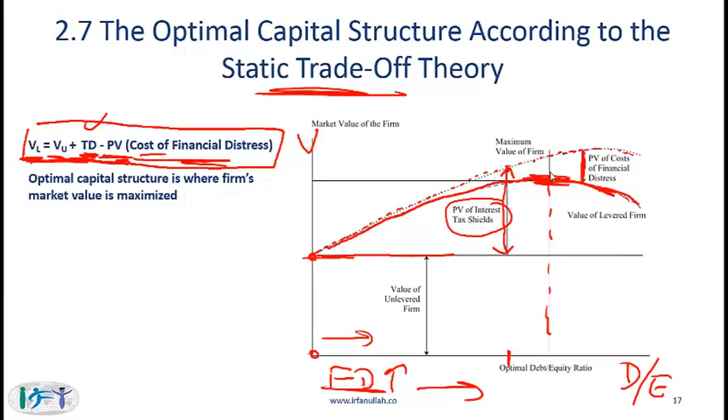And the optimal capital structure is that debt to equity ratio where the value of the firm is maximized. So this is probably the most realistic theory because it takes into account taxes, it takes into account the fact that interest payments are tax deductible, and it takes into account the cost of financial distress.